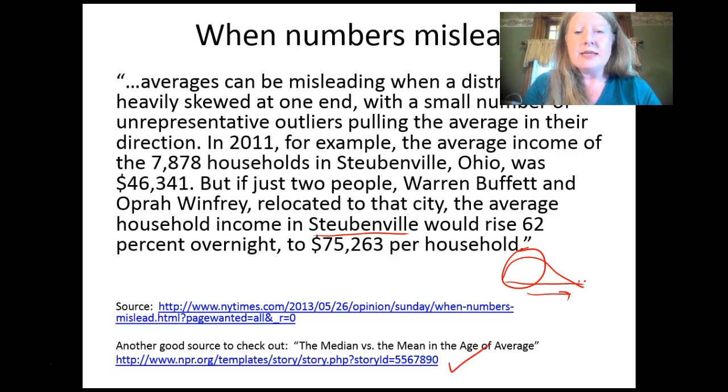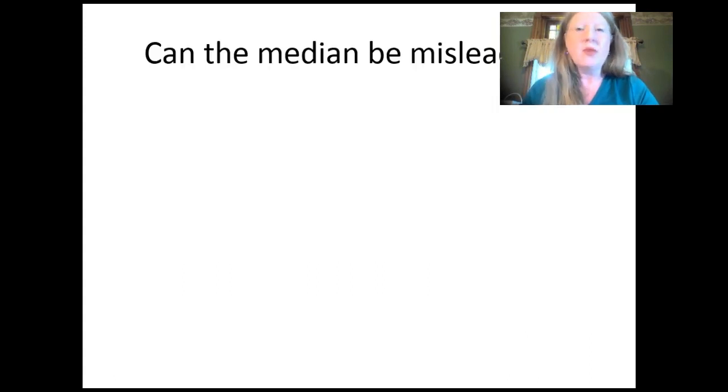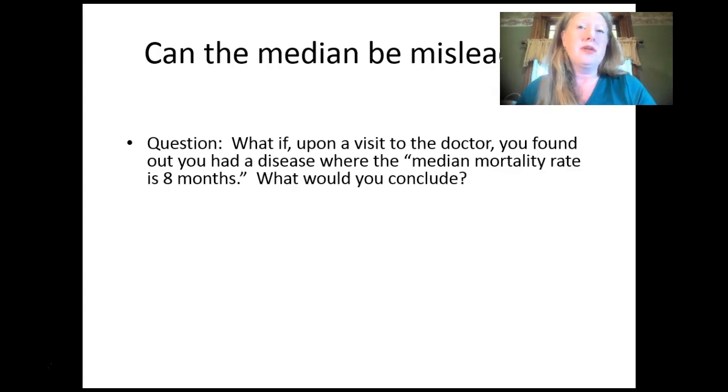There's also kind of a nice NPR report that talks about means and medians and how sometimes means can be misleading if you don't really know the context or if there are outlying values in the data set. So means obviously can be misleading if outliers are involved in the computations. What about medians? Can medians be misleading? And here's a question for you to think about. What if upon a visit to a doctor you found out you had a disease where the median mortality rate is 8 months? What does that mean? The median mortality rate is 8 months.